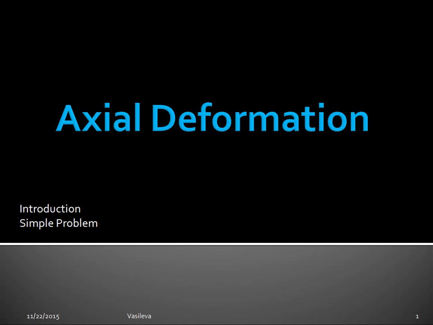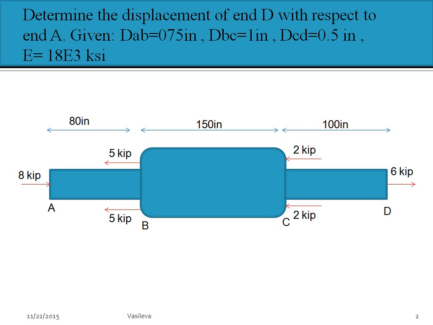Here's one simple problem on axial deformation, and I wanted to start with this one because I think it's important to know the basics and how the signs work before we get into more complicated ones. So this question asks to determine the displacement of end D with respect to end A, given that the diameters of all of them are different, they're given, and E equals 18 times 10 to the third.